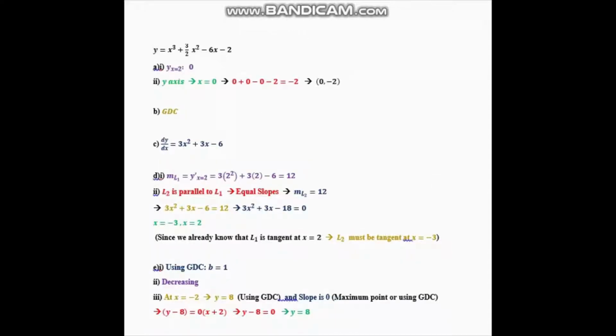So I've equated the expression of the slope to 12. So 3x squared plus 3x minus 6 equals 12. And I have simplified and solved. You can do this using factorization or the GDC. And I found that the x coordinates that satisfy this equation are -3 and 2. Since I already know that L1 is tangent at x equals 2, hence I deduce that L2 is tangent at x equals -3. So this is the solution to D double I.